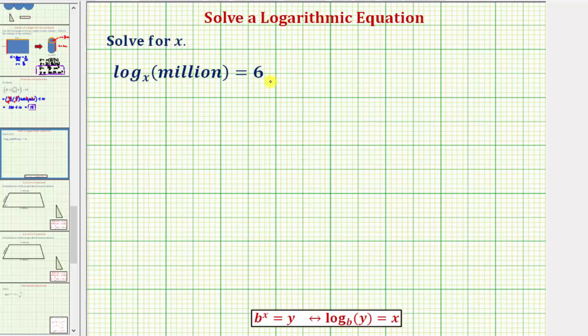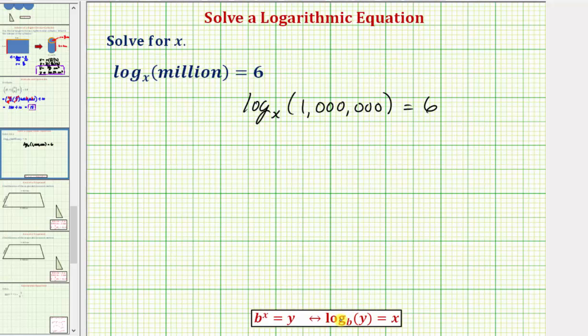us to solve the given log equation for x. Let's first rewrite this as log base x of 1 million, as 1 followed by 6 zeros, equals 6. To solve this log equation, we'll write the log equation as an equivalent exponential equation.